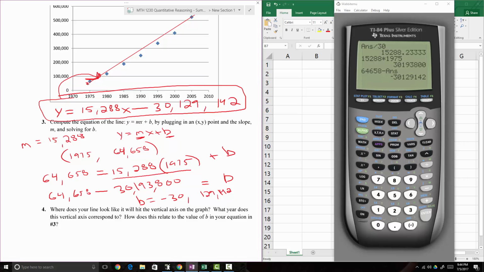So we had to use either the first or the last point, because those are the only 2 points that we know are on the line.